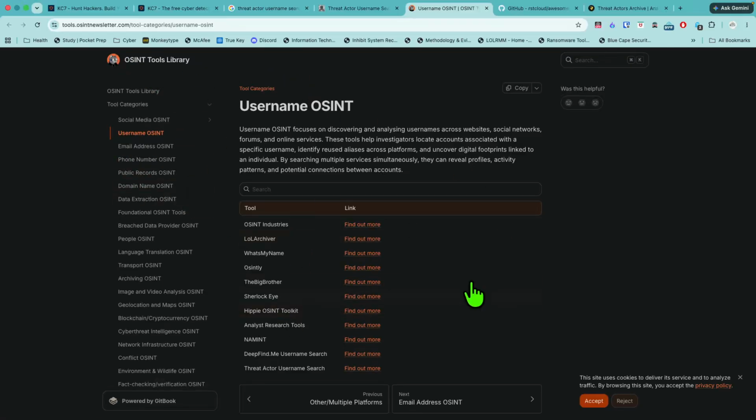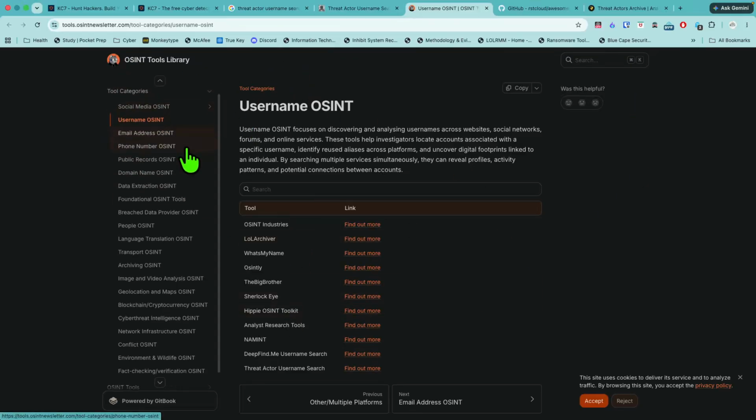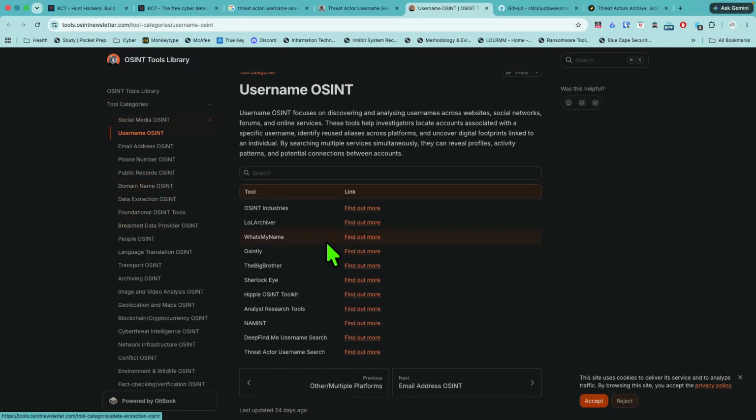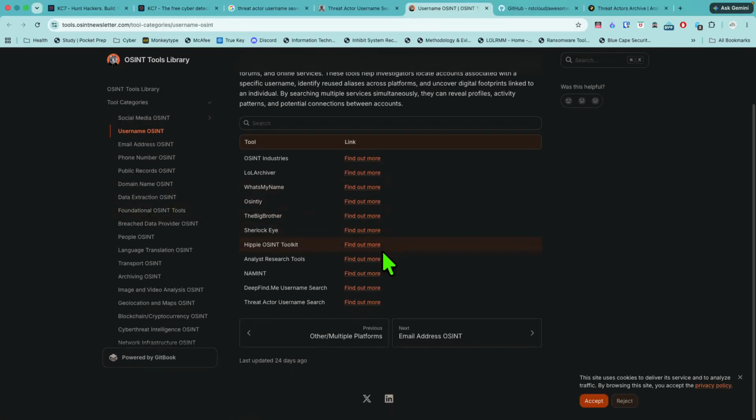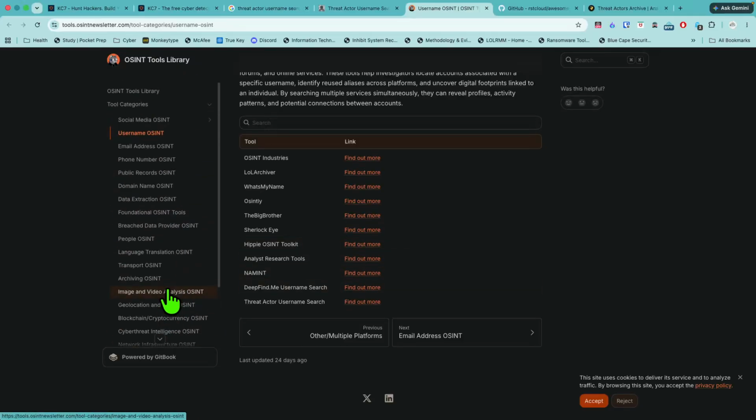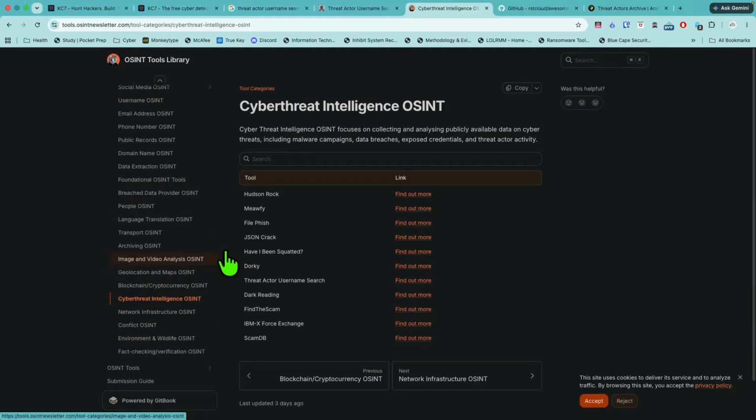So if you wanted to learn more about OSINT and have these tools, please do use them for legal purposes. To learn more about what you're trying to learn about, I highly recommend this. This is just a really great website that has everything you need in terms of usernames, cyber threat intelligence, there we go, and much, much more.